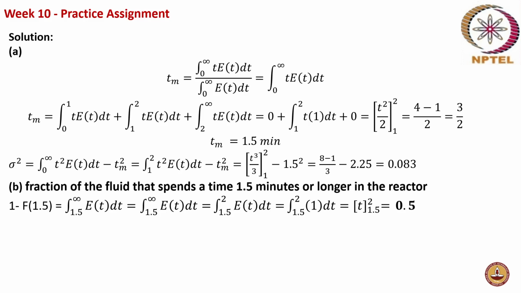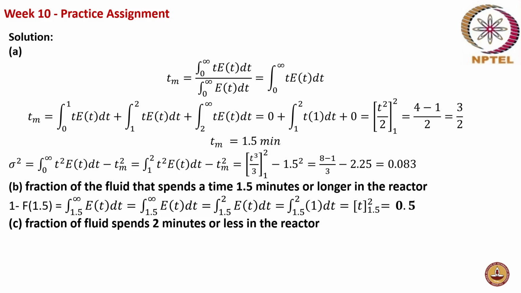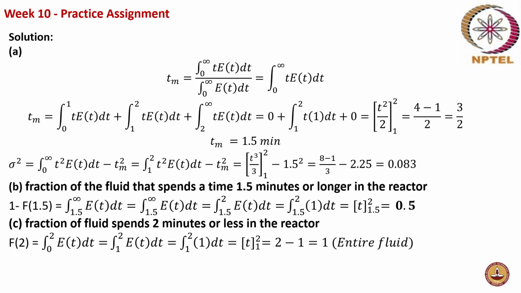Okay. Now let's get on to part C of this question. In part C, they have asked: what is the fraction of fluid that spends 2 minutes or less in the reactor? So here it is F of 2. F of 2 means the integral 0 to 2 of E of t dt, because they have asked for a fraction. So F gives the fraction of fluid that spends a particular time. F of t gives the fraction of fluid that spends a time t in the reactor. So here F of 2 means the integral 0 to 2 of E of t dt.